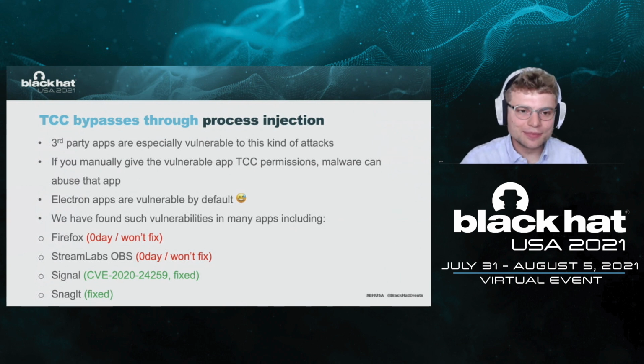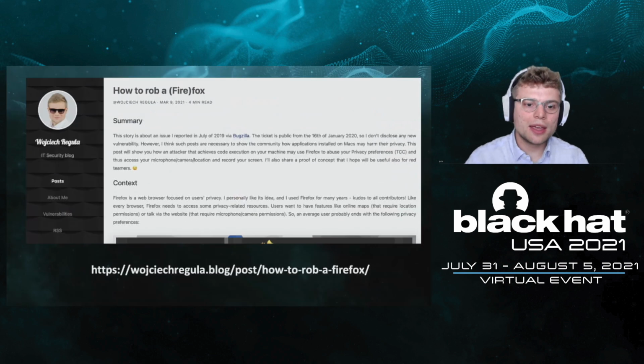And the sad fact about it is that Electron applications are vulnerable by default. So yeah, I'm sorry. Both with Csaba, we have found a lot of different vulnerabilities in different third-party applications. You can see that Firefox is still unfortunately vulnerable, Streamlabs, OBS, Signal, SnagIt, but there were many, many more third-party applications. If you are curious on how you can exploit Firefox, I'm encouraging you to read my blog post about it.